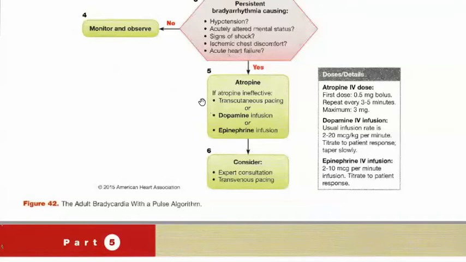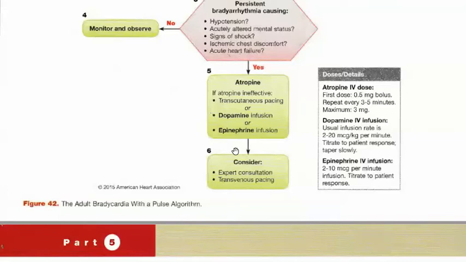Okay, so what is the dose of dopamine infusion? Usual infusion rate is 2 to 20 mcg per kg per minute. Okay, epinephrine intravenous infusion 2 to 10 mcg per minute. That's really nice. Okay, you give atropine, you do transcutaneous pacing or dopamine or epinephrine and all of that, and the patient is still symptomatic. The patient has the symptoms and the signs of bradyarrhythmia, hypotension, acute altered mental status, signs of shock, acute heart failure, or any like that. So you must consider expert consultation.